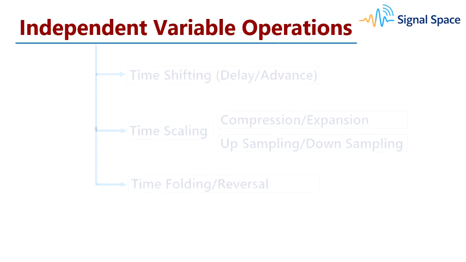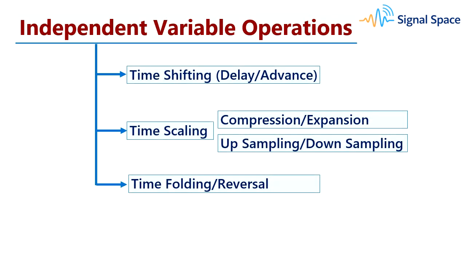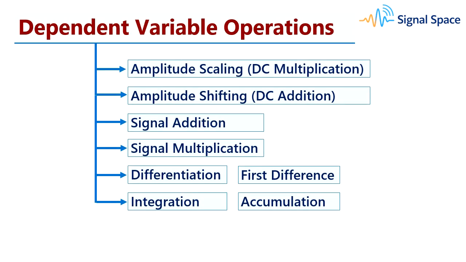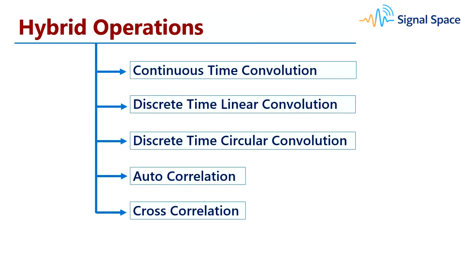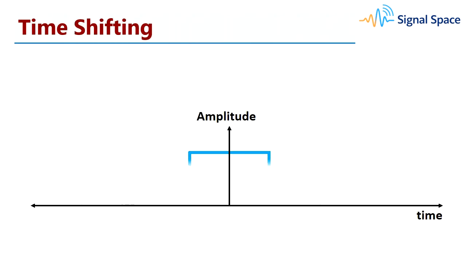These are the fundamental operations for transforming the independent variable. And these are the different ways to manipulate the dependent variable. And these are the popular hybrid operations that transform both variables simultaneously. Let's begin with time shifting.